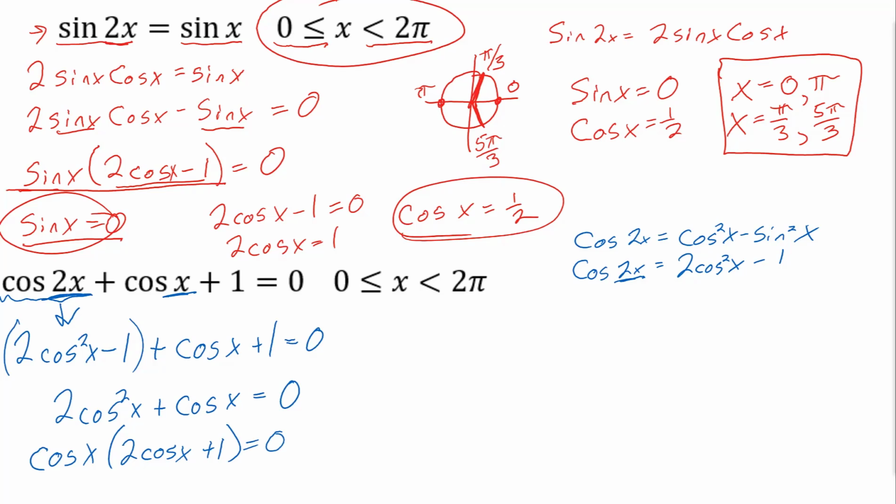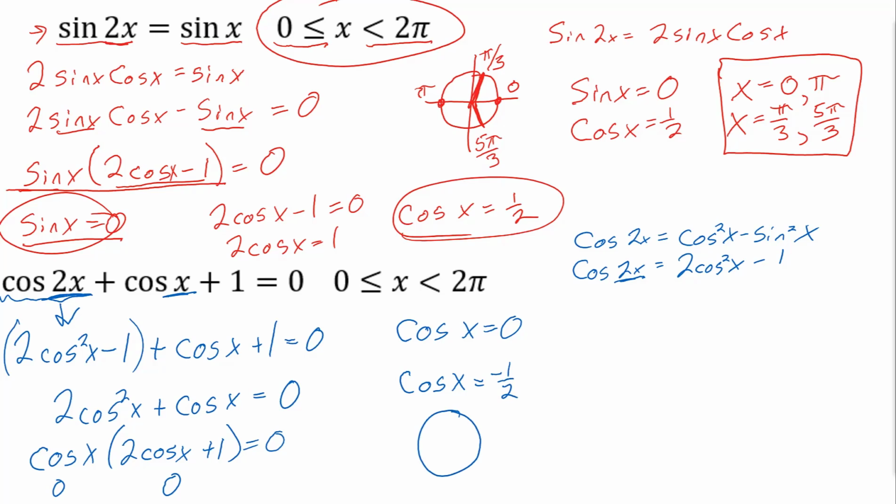And the only way this can happen is if the first factor, cosine x, is equal to 0, or if the second factor, 2 cosine x plus 1, is equal to 0. Solving each of these, we get cosine x equals 0. And we get, if you'll allow me to do the math in my head, cosine x equals negative 1/2.